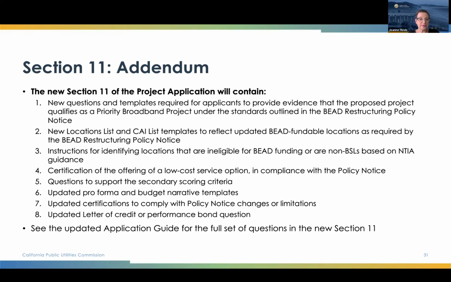It asks for certification that the applicant offers a low-cost service offering. It has questions that will be used to determine the secondary scoring that is awarded to each applicant. It has updated pro forma and budget narrative templates, which have been designed to be streamlined and hopefully as low burden as possible to complete. It has updated certifications that align with the requirements of the policy notice, and then updated letter of credit or performance bond questions to be answered. All of this is discussed in the application guide. And then, of course, it is in Section 11 of the application. Can I have the next slide?